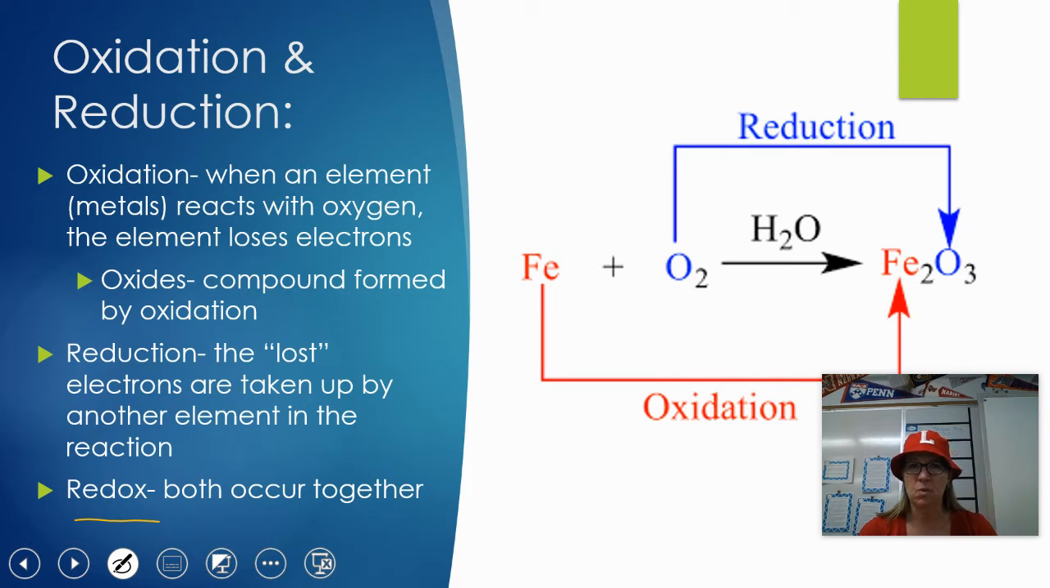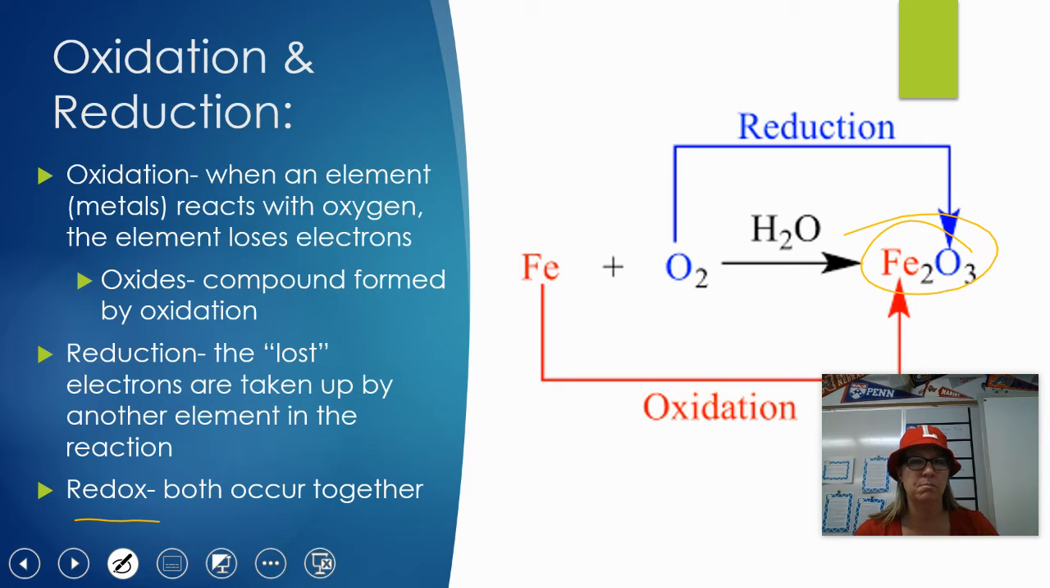Oxidation is when an element, frequently metals, reacts with oxygen, okay? When that happens, that metal or that element loses electrons, okay? When that reaction happens, this is known as an oxide. So that's the compound that's formed by that oxidation. But because of the conservation of mass, we know that those electrons can't be lost, all right? They have to be absorbed by something else, okay?